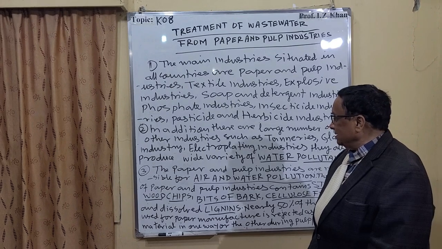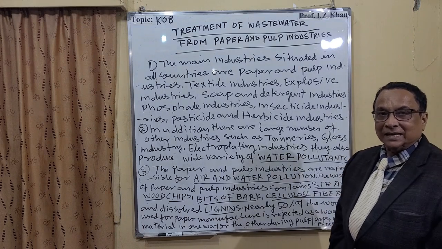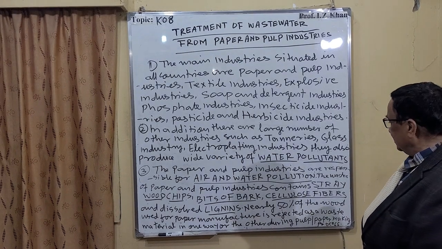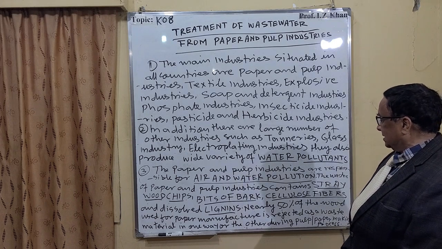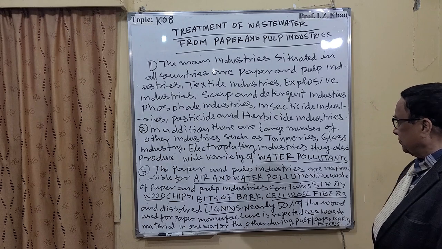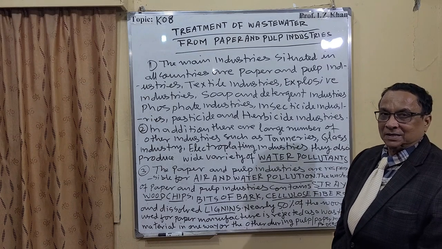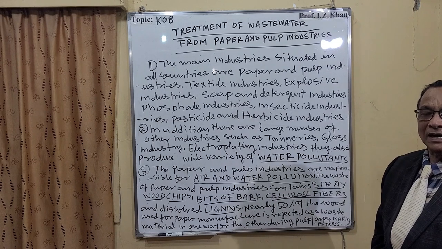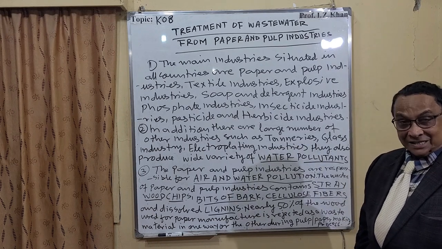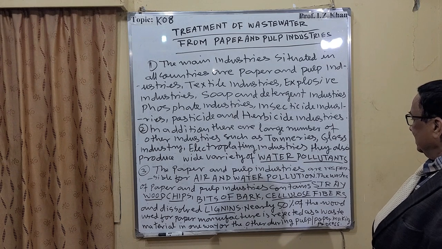Number three, the paper and pulp industries are responsible for pollutants in air as well as in water. So air and water pollutants are given by paper and pulp industries. The waste of the paper and pulp industries contains stray wood chips, bits of bark, and cellulose fibers. Actually, wood is nothing but cellulose. So when we are preparing the pulp of the wood, we will get some small pieces of wood, at the same time some bark pieces, some lignins and some tannins. All these are the plant phytochemicals which are present in wood, containing cellulose fibers.